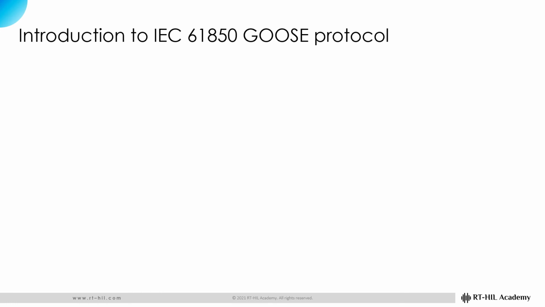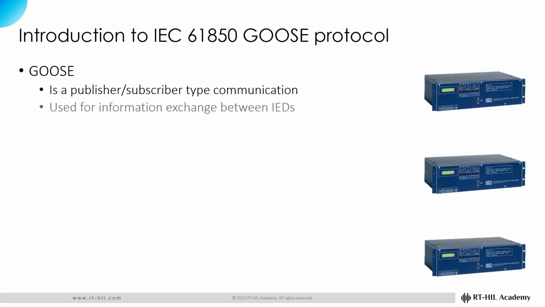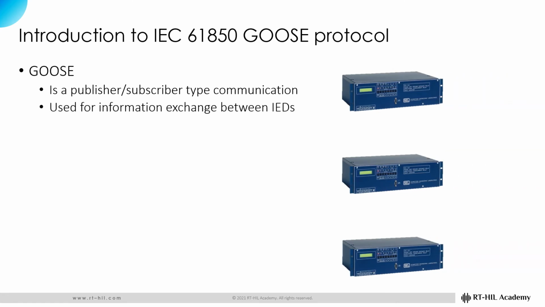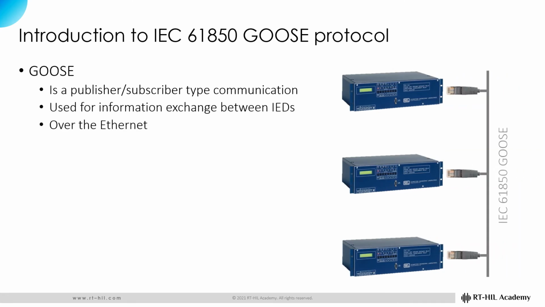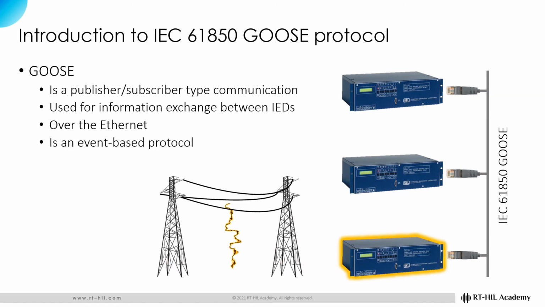What is the IEC 61850 GOOSE protocol? The Generic Object-Oriented Substation Event, or GOOSE, is a publisher-subscriber type communication that is used for information exchange between IEDs in a substation over the Ethernet. GOOSE protocol is an event-based protocol. When an event occurs, for example when a trip signal is issued, the triggered IED publishes a message with new data and retransmits it at certain predefined intervals to minimize the chance of message loss.